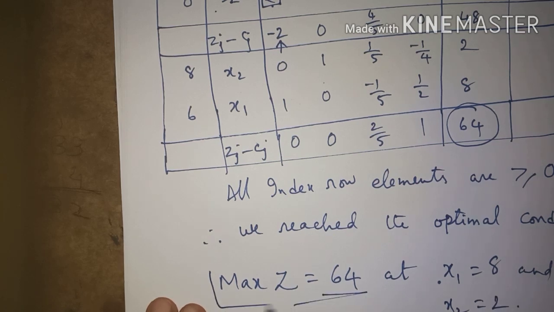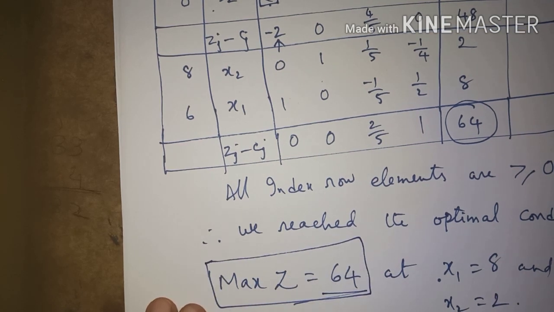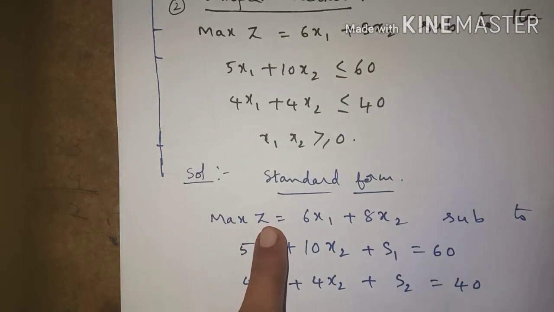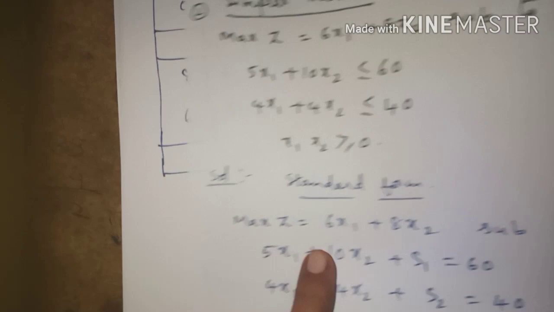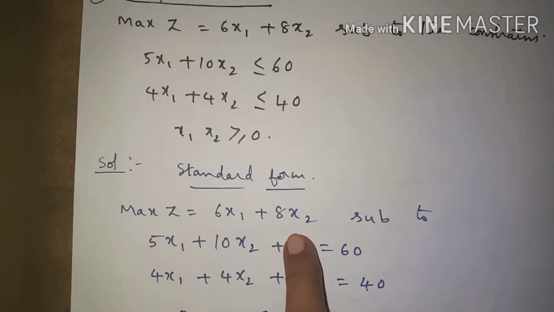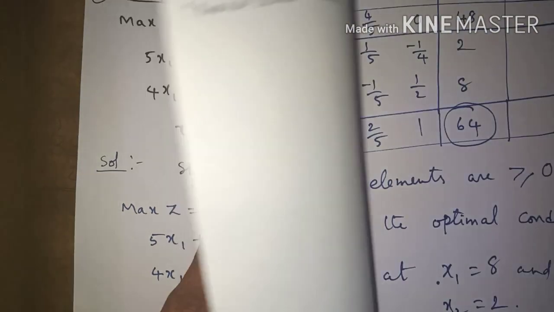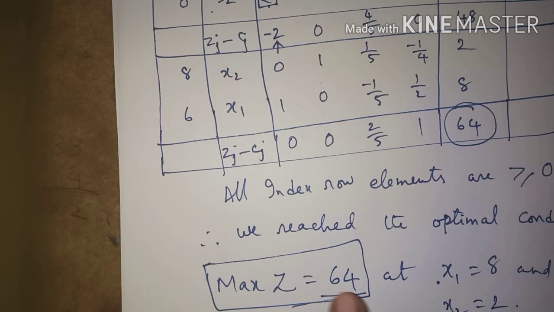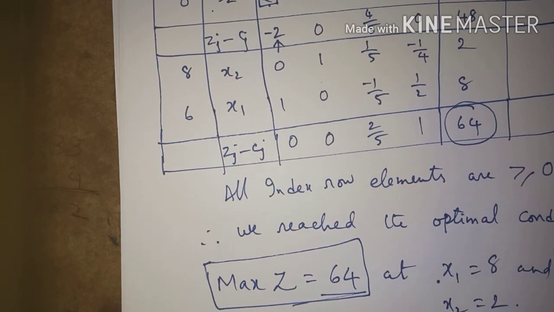This is the answer. If you want to check, substitute x1 equal to 8 and x2 equal to 2 in the objective function. You will get 6 8s are 48 plus 8 2s are 16, that is equal to max z is equal to 64. You will get it like this.